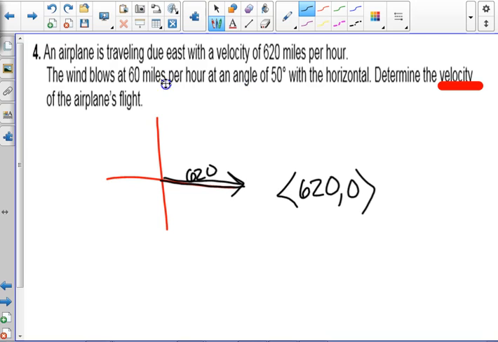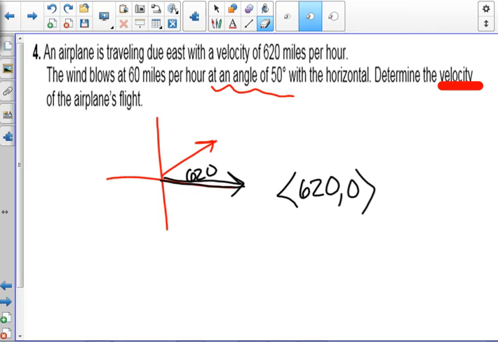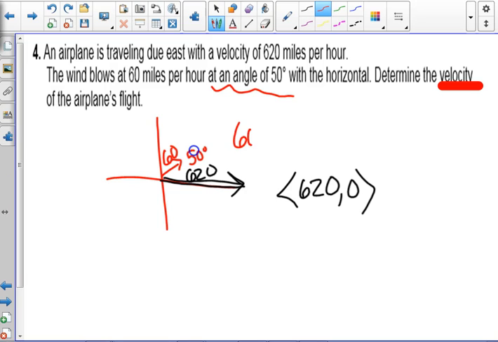Okay. The wind blows at 60 miles an hour at an angle of 50 degrees with the horizontal. It doesn't say from, it says it's blowing it at an angle of 50 degrees. That's the happy kind. We're good with that because it just means it's doing this. Now, proportionally, that wind vector is a tenth as long as the other one, right? 60 and 620. So it's a short little vector. 60 at an angle of 50 degrees. So that one is 60 cosine of 50. What mode am I in again? Okay. Anybody add them already?